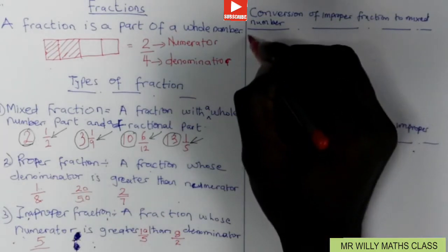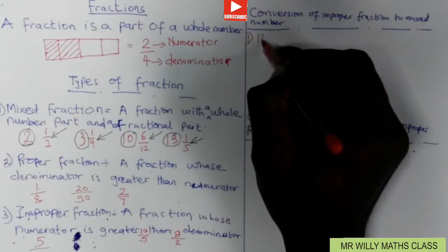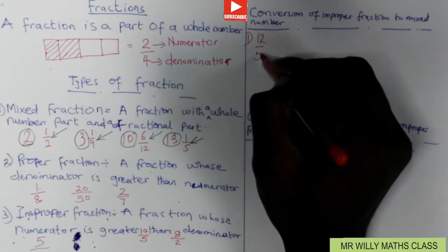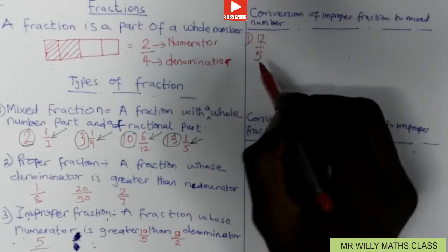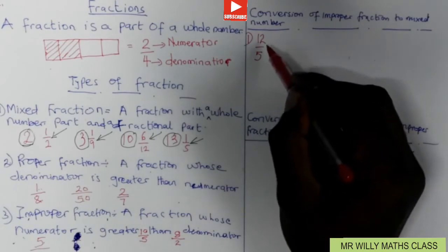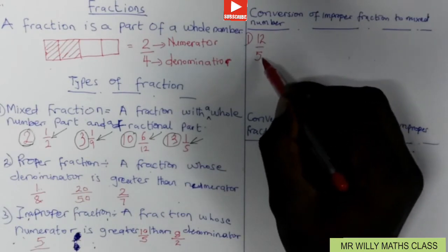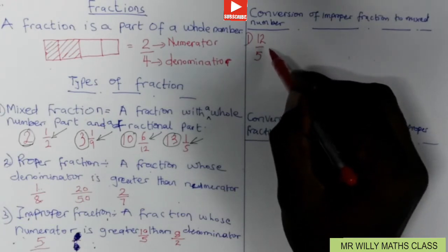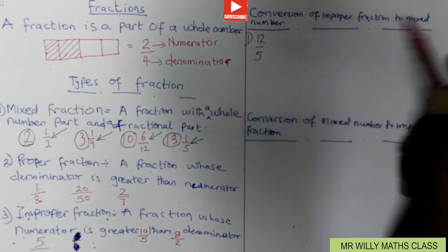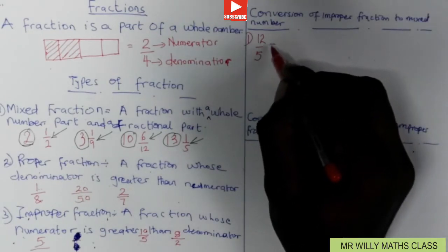Let's say, for example, you have something like this, 12 over 5. You know that when it comes to improper fractions, the numerator is always greater than the denominator, and the numerator for this fraction is 12, while the denominator is 5. So 12 is greater than 5, which is an example of an improper fraction. So we want to convert this improper fraction to a mixed number or mixed fraction.